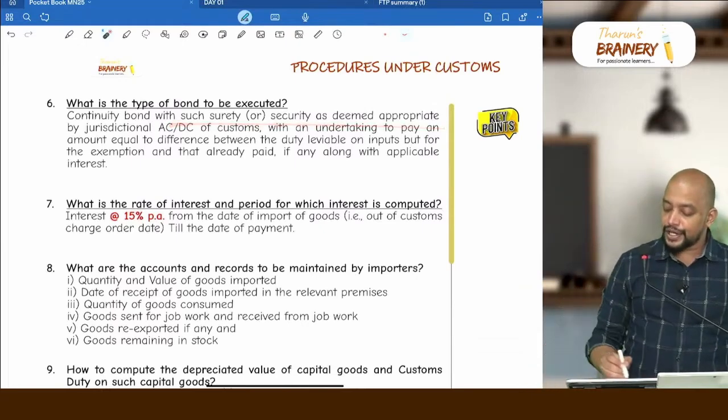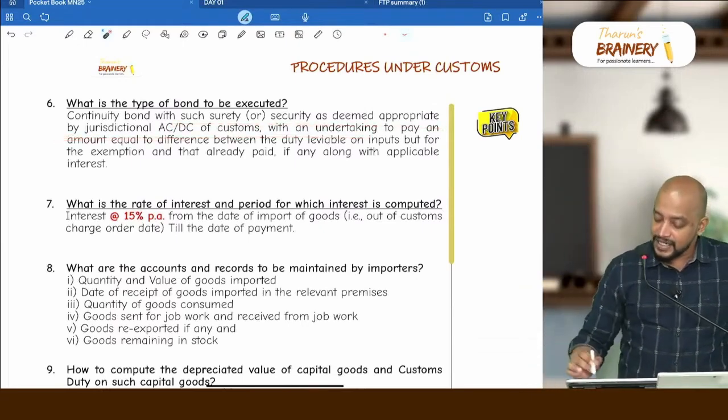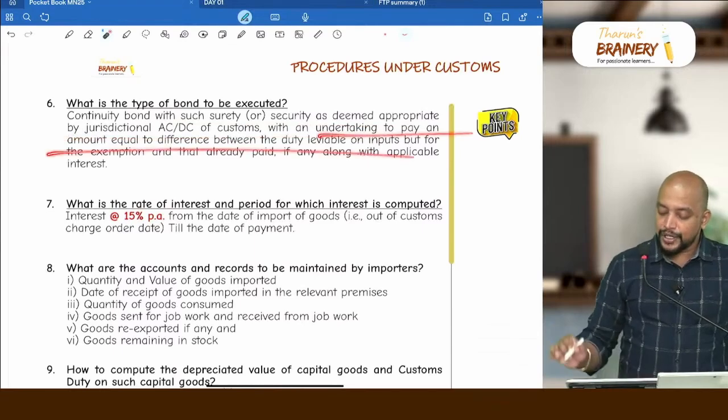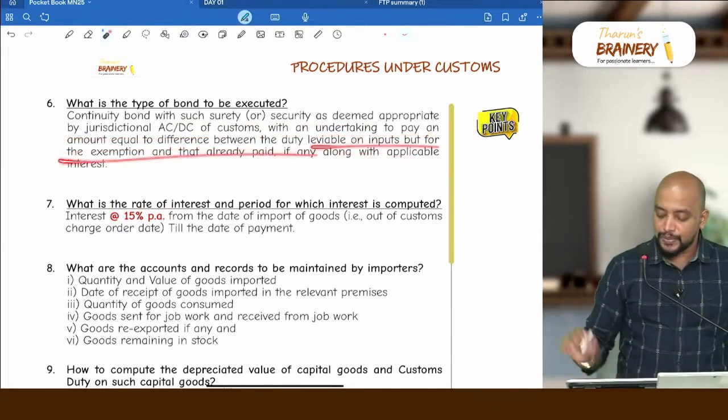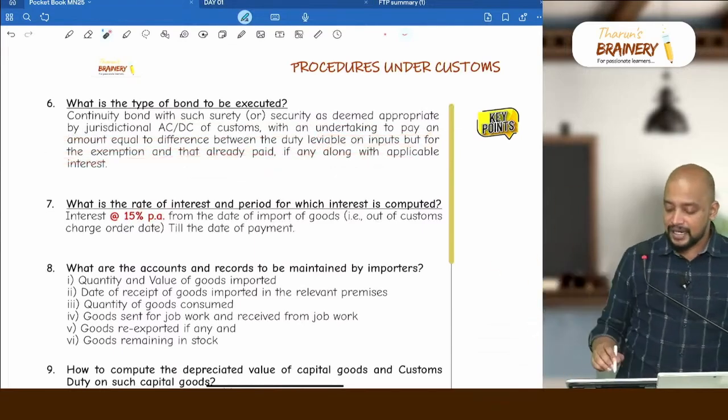So that is how a continuity bond will work. Continuity bond with surety or security as deemed appropriate by the jurisdictional AC/DC, with an undertaking to pay an amount equal to the difference between the duty leviable on inputs but for the exemption and that already paid, if any.